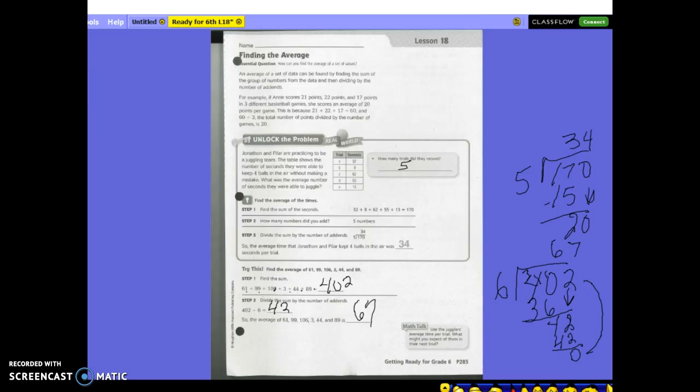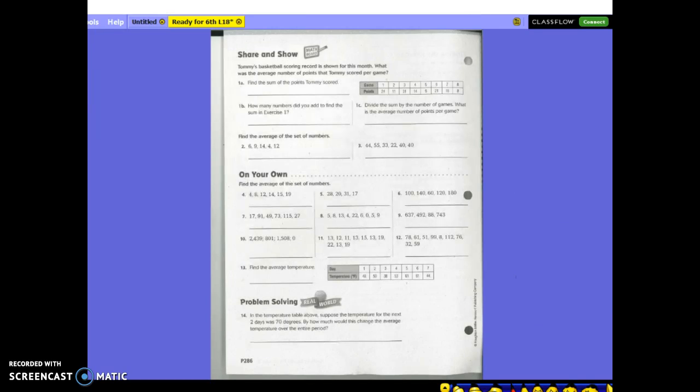Okay, let's go on to page P286. Tommy's basketball scoring record is shown for this month. So there's the table. It says games and points. What was the average number of points that Tommy scored per game? So go ahead and add up those points and then come back to your recording. Okay? We used our calculators here and we got 136 points.